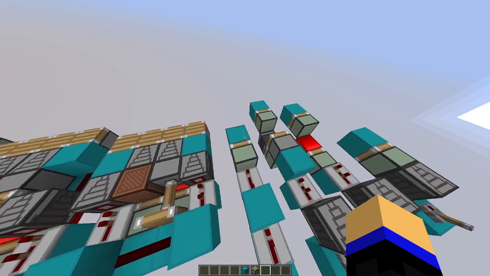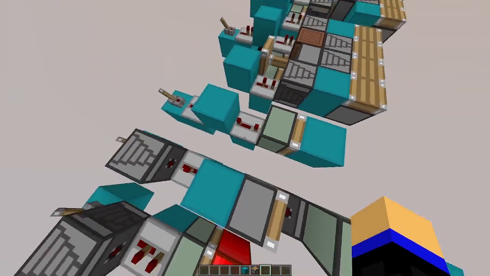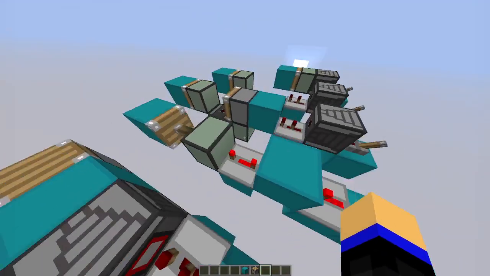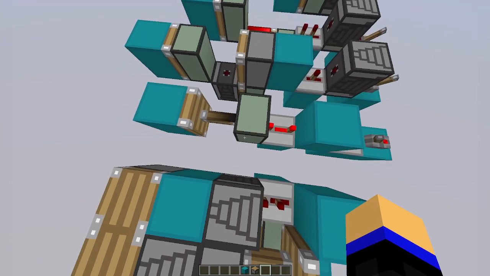So let's consider this piston here, and from this block. When is the start time?